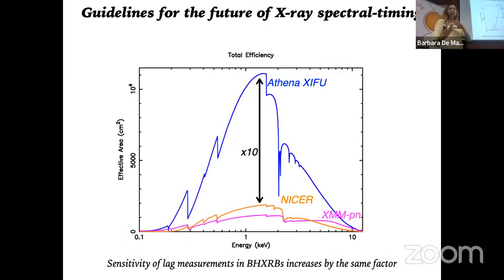So I think I will conclude with this slide here that gives a perspective of the future. So this is the comparison of effective areas between the NICER instrument on board the ISS, which gave good improvement in the soft band, and then what is expected with Athena X-IFU.